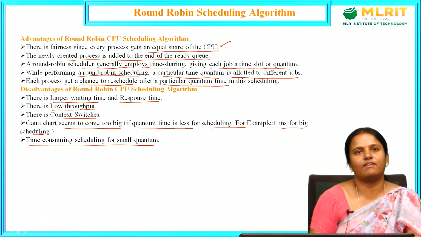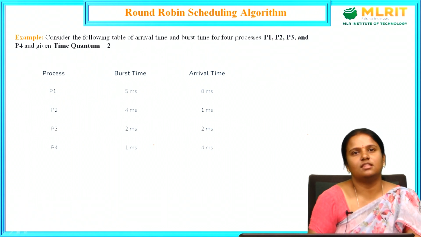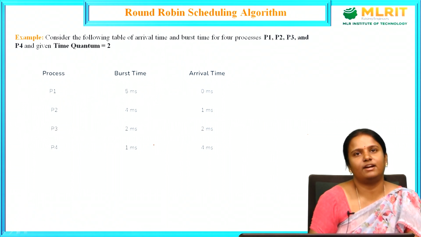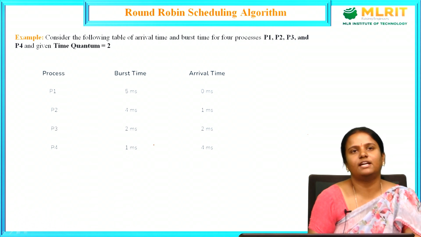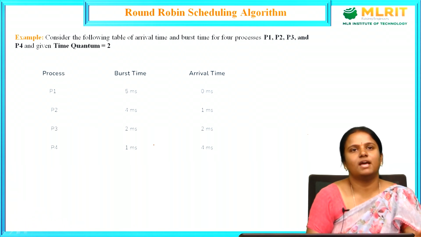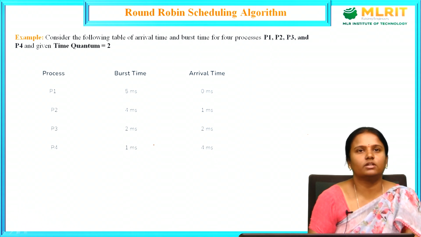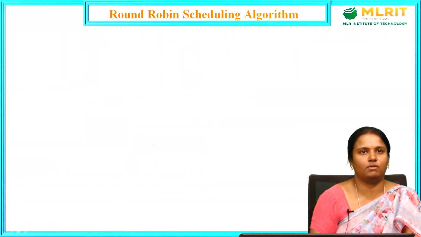So let us see our problem with the round robin preemptive method. Consider the following burst time and arrival time of 4 processes P1, P2, P3, P4, and the given time quantum is 2. Based on this time quantum, we need to calculate our round robin scheduling algorithm. So let us start our problem.